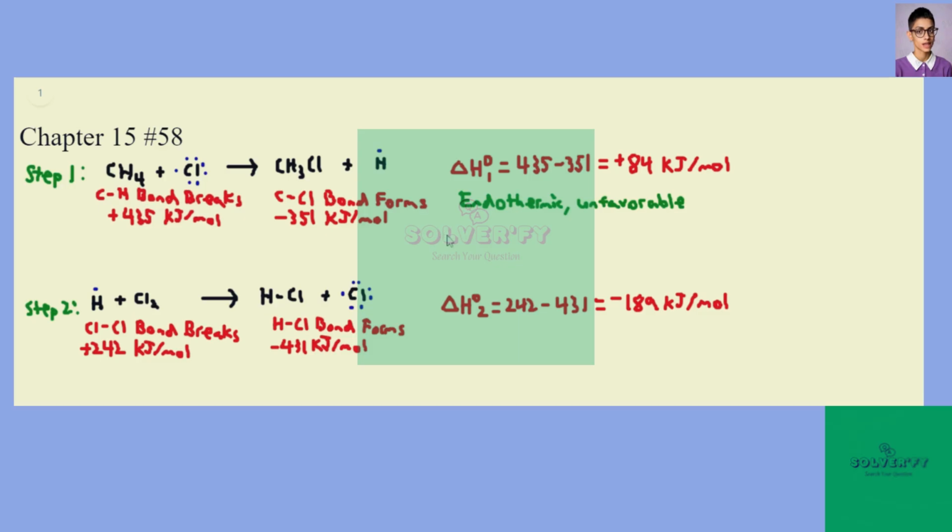Step two is favorable. But again, because step one is endothermic and unfavorable, we're never even going to get to step two. And again, that's what makes this pathway unlikely. And that is the answer to Chapter 15, problem number 58.